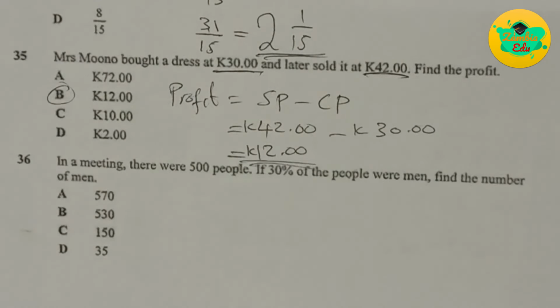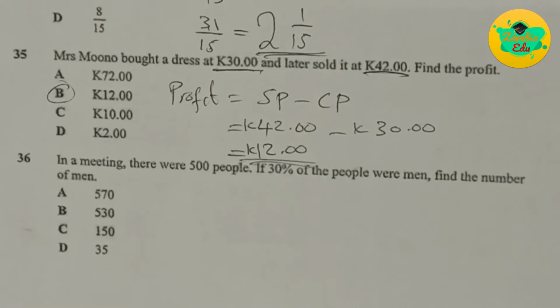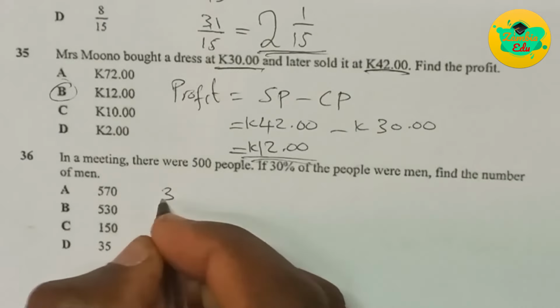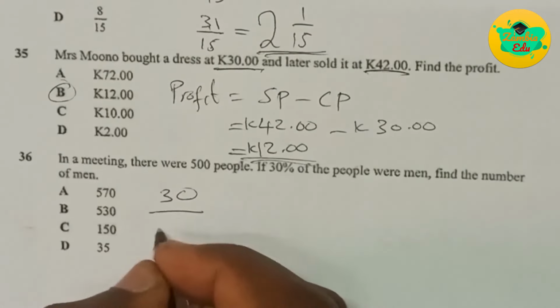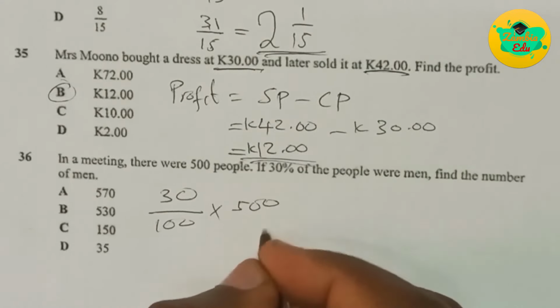Question 36 says, in a meeting, there were 500 people. If 30% of the people were men, find the number of men. So what we do, we say 30%. We know percentage is always over 100, times the total number of people, which was 500.